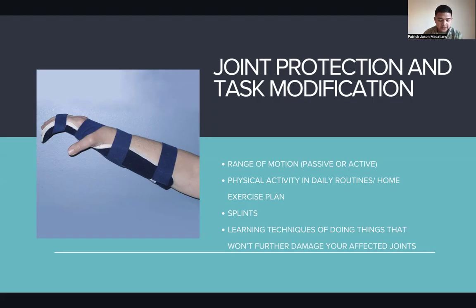Splints. Splints can help with RA by reducing pain, swelling, and the risk of deformity. They can also help improve function and stability in damaged or painful joints.